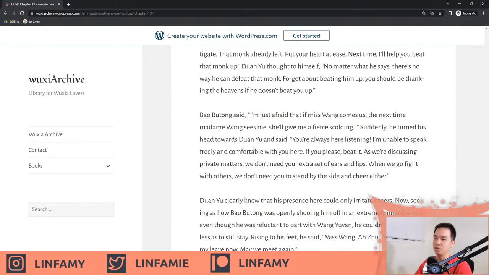Suddenly, he turned his head towards Duan Yu and said, "You're always here listening. I'm unable to speak freely and comfortably with you here. If you please, beat it. As we're discussing private matters, we don't need your extra set of ears and lips. When we go fight with others, we don't need you to stand by the side and cheer either."